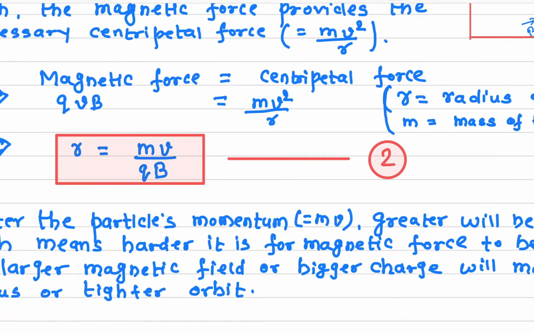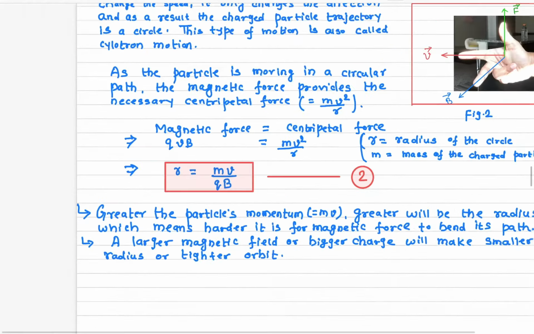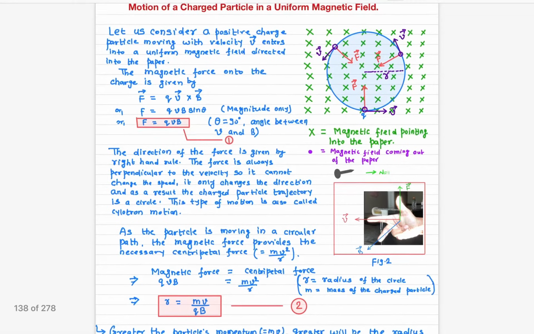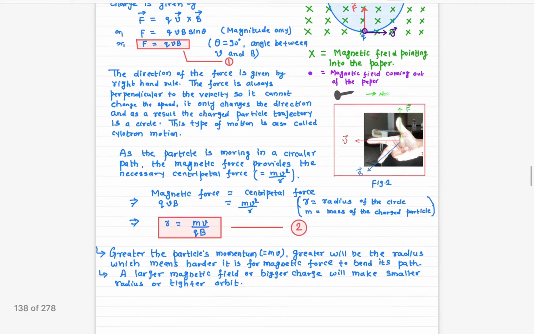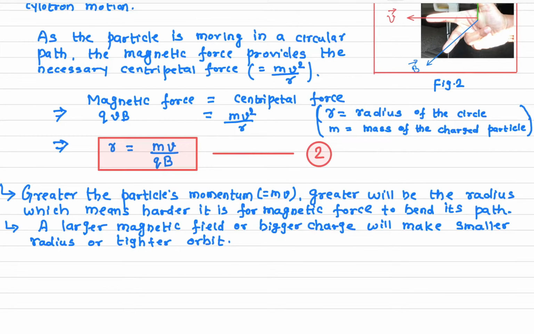Okay, so if I solve for the radius, then this is my equation here. The velocity and this one will cancel out. So this is the radius of the charged particle. That means if the charged particle enters a region of magnetic field, it will make a circular orbit, and the radius of the circular orbit is given by this equation. And now we can extract a lot of information from this simple equation.